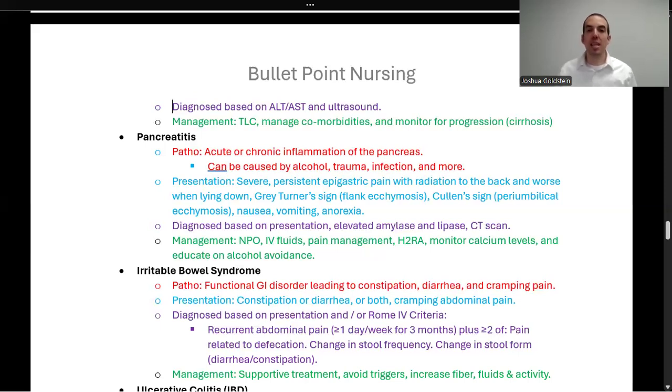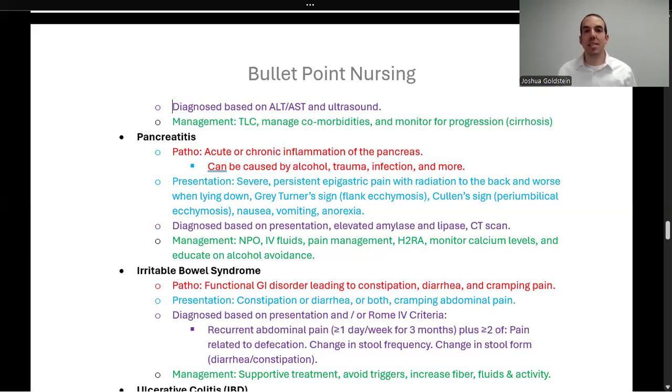Absolutely, these patients should not be eating. They are going to be getting a ton of IV fluids. They're going to be getting a lot of pain management because it's a very painful condition. They're going to get H2RAs. That's that histamine 2 receptor antagonist that protects the stomach from other issues. They're also going to get a monitor for their calcium levels. And if it's caused by alcohol, which it is the majority of the time, we're going to educate them on avoiding this for the future.